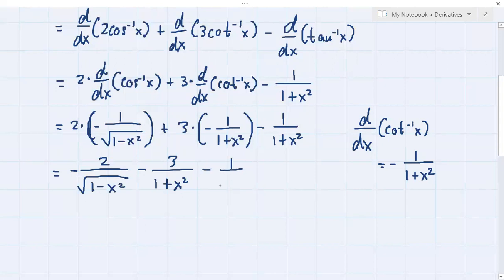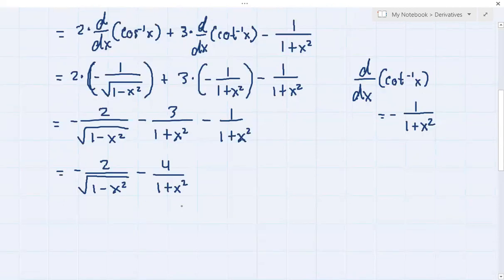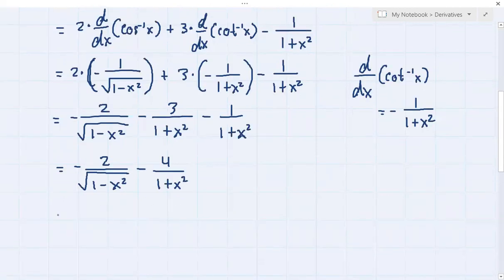Then, let's copy the other term. We can simplify the last two terms, negative 3 all over 1 plus x squared and negative 1 all over 1 plus x squared. Both of them are similar fractions because they have the same denominators, so we can add them together. The result would be negative 4 all over 1 plus x squared.